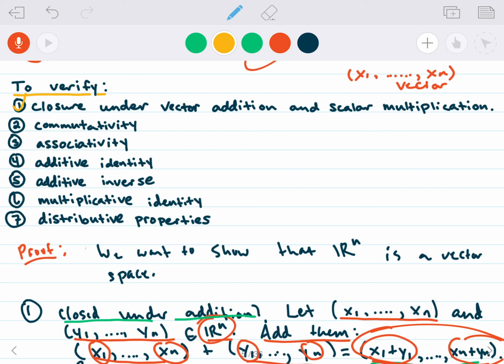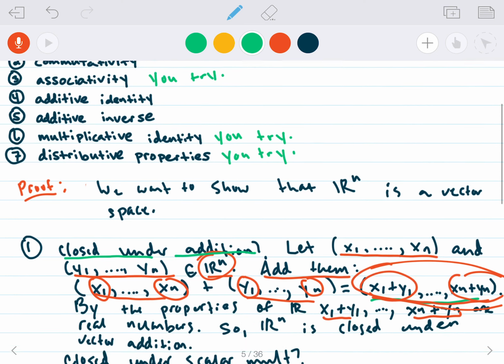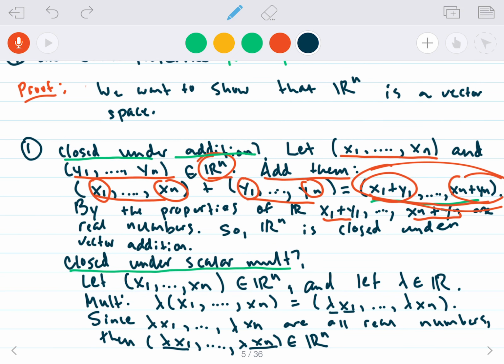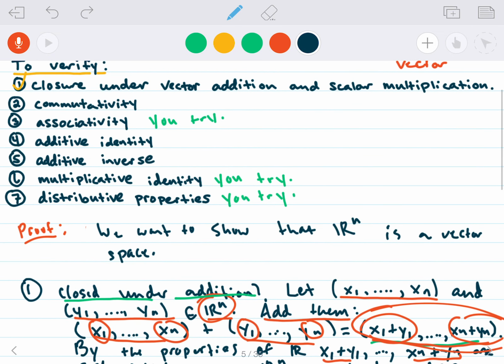Let's see. All right, so let's look at the next one, which is commutativity. And again, I'm not going to do all of these. I'm going to let you try associativity. And I'm going to let you try multiplicative identity and distributive. But I'll do the rest. Show you how it's done. Okay, so let's look at commutativity. How do we show that vectors in Rn commute under addition? So how do we do this?